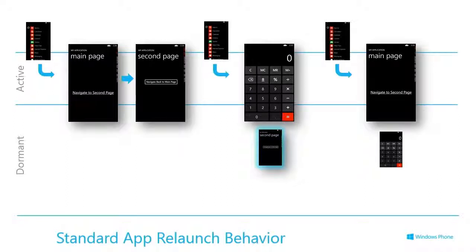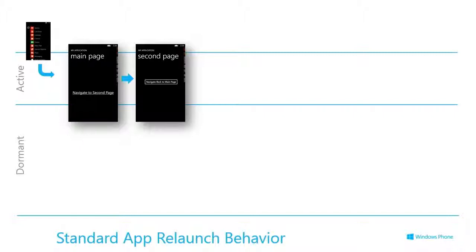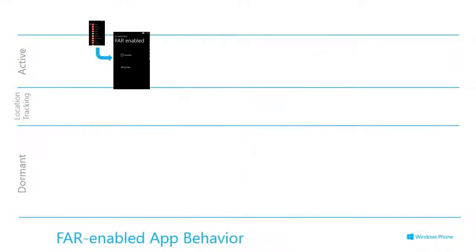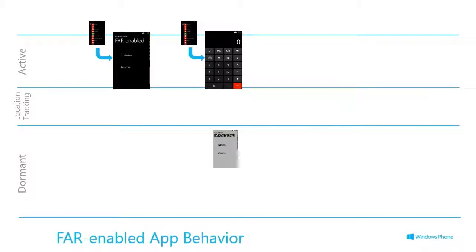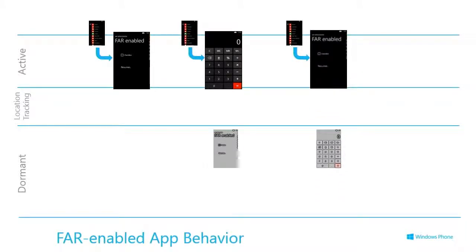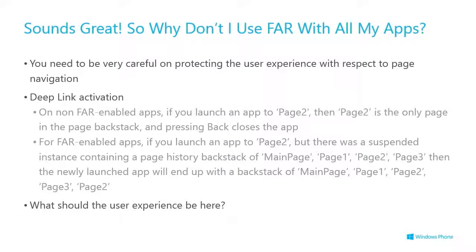Then we start the calculator, and we get dormant, and then we start our app again. You get a whole new instance. Our old instance is deleted and our new instance is created. But with fast application resume, our app has been dormant, and now we try to launch that app all over, and instead of a new one being created, our old one gets reactivated. So that's what it's all about. It's very simple.